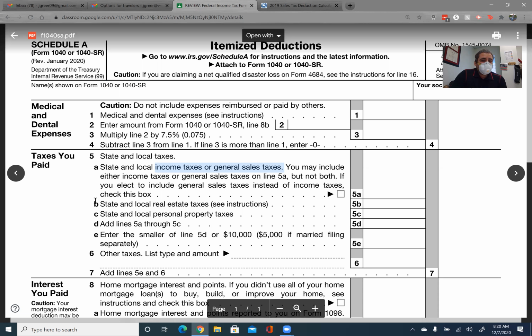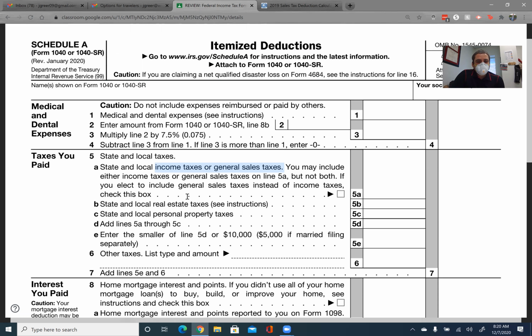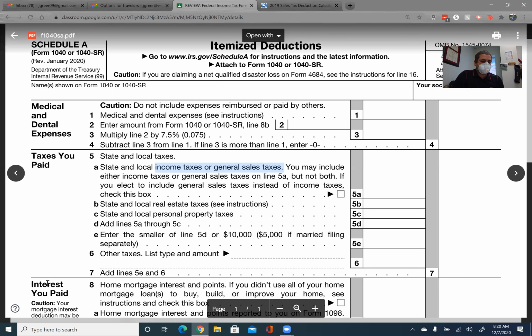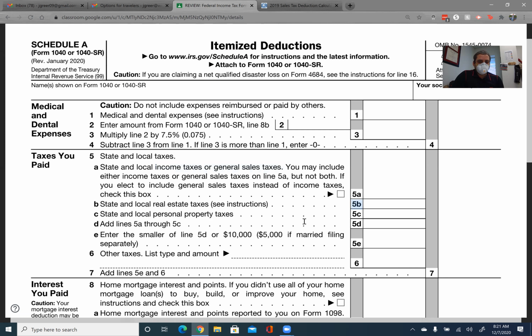Okay. State and local real estate taxes. If you're paying state and local real estate taxes, you would put that amount here. So your property taxes, you do get to deduct your property tax. I think on Friday, I originally said property taxes and then I reversed that to mortgage interest. Mortgage interest comes down here, but you do get to deduct your property taxes here.